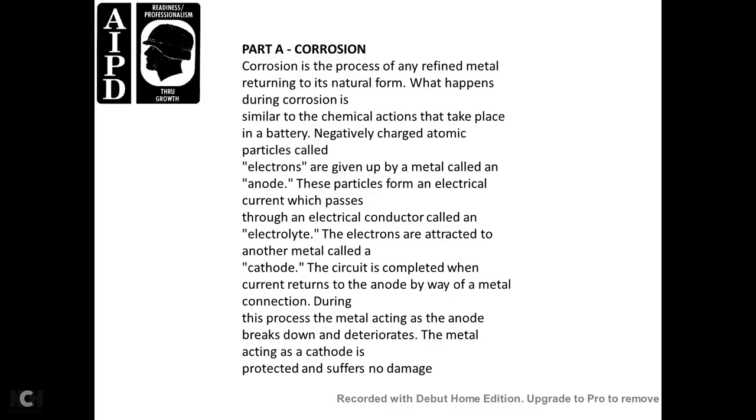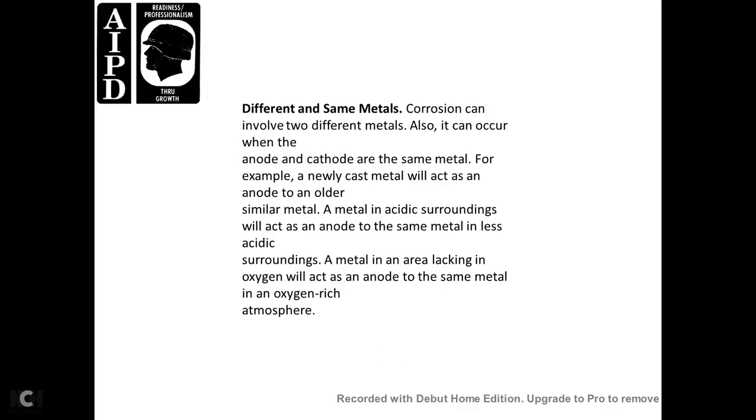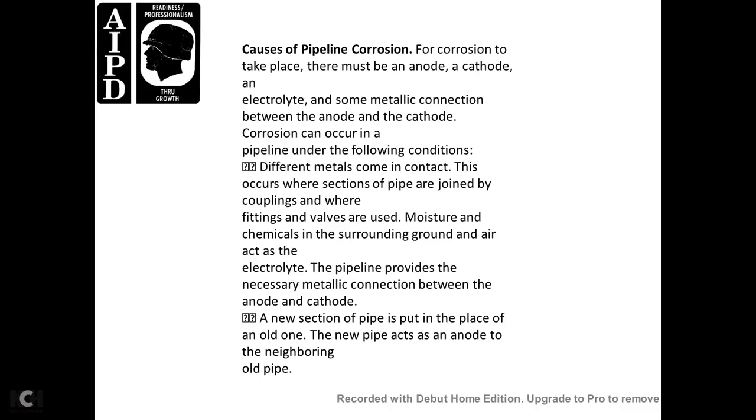The circuit is completed with the current returning to the anode through a metal connection. During the process, the metal acting as the anode breaks down and deteriorates. The metal acting as the cathode is protected, suffering no damage. Corrosion can involve two different metals, but it can also occur when the anode and cathode are the same metal. For example, newly cast metal will act as an anode to older similar metal. Metal in acidic surroundings will act as an anode to the same metal in less acidic surroundings. Metal in air lacking oxygen will act as an anode to the same metal in an oxygen-rich atmosphere.